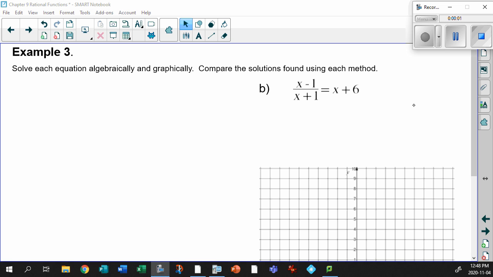So here's the next question I want to look at. This one's a little bit tougher, but I want to show you how to do this algebraically. Then we're going to throw it into the calculator. But before I even start doing any algebra, I have to remember this is going to have another asymptote.